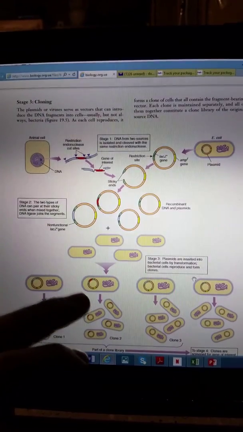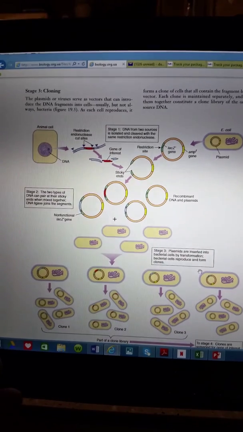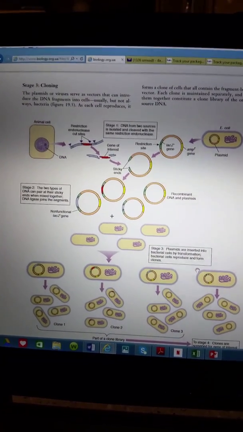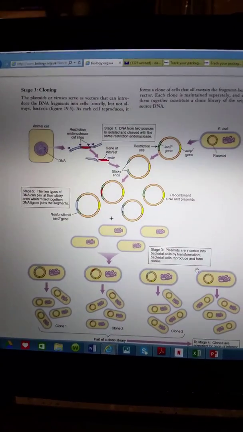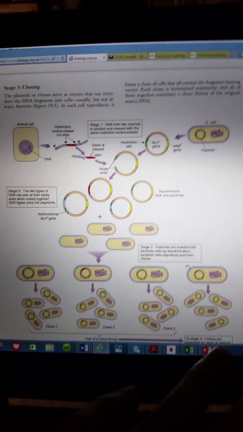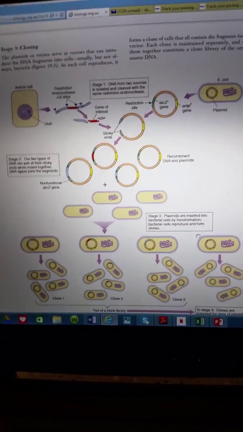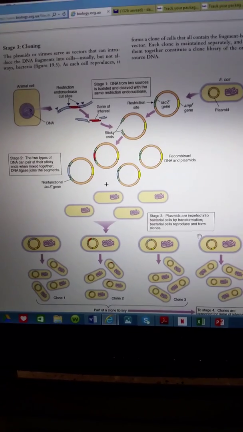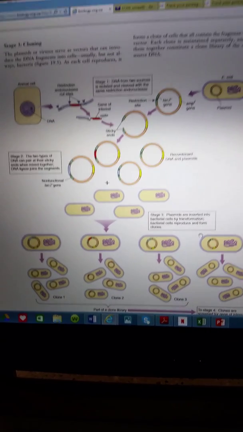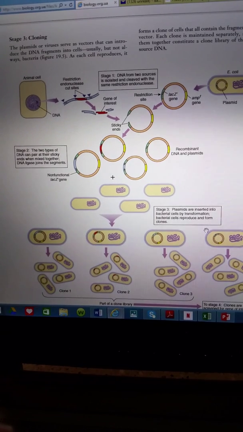After the plasmids are inserted, we move on to the final stage, which is to identify the fragments that are going to be the genes of interest. There's a long process for this. You see that we have a lot of clones here. This is called the clone library, and basically they have to go through immense research to find which one is the gene of interest. There are basically two ways to do this.